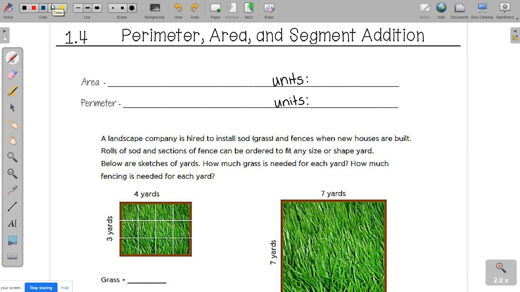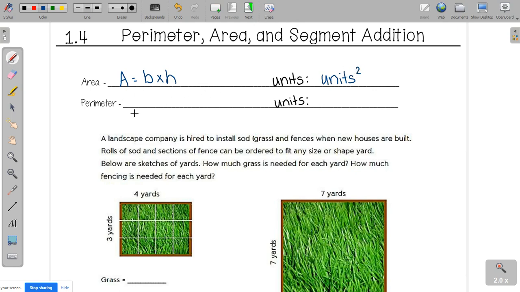Today we're going to be looking at the perimeter and area of squares and rectangles and the segment addition postulate. So area of a square or rectangle is going to be base times height. And when we're talking about area, the units are always going to be units squared. So if it's inches, it'd be inches squared. If it's meters, it'd be meters squared.